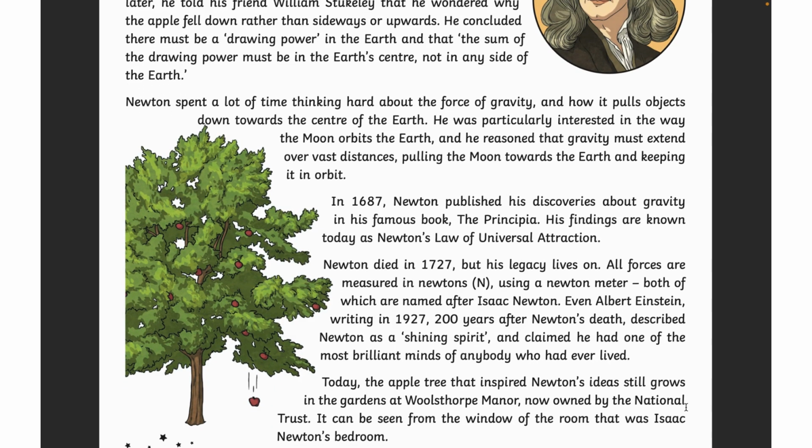Newton spent a lot of time thinking hard about the force of gravity and how it pulls objects down towards the center of the earth. He was particularly interested in the way the moon orbits the earth, and he reasoned that gravity must extend over vast distances, pulling the moon towards the earth and keeping it in orbit. In 1687, Newton published his discoveries about gravity in his famous book, The Principia. His findings are known today as Newton's law of universal attraction.